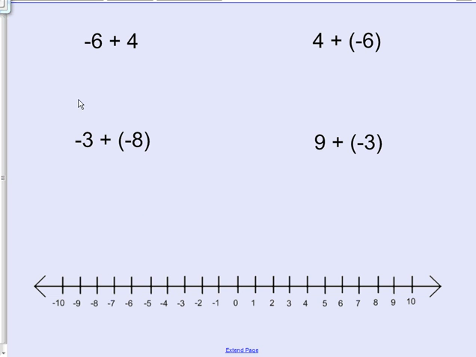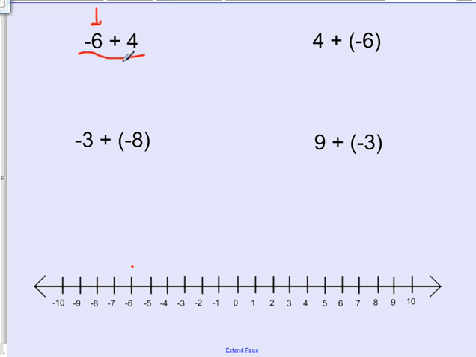we are going to be talking about how to solve addition problems using real numbers. Oftentimes you can do this using a number line. This is a really good way to visually see how the numbers are being added together. Our first problem is negative 6 plus 4. So we can start with the first number, negative 6. We can start right there on negative 6.